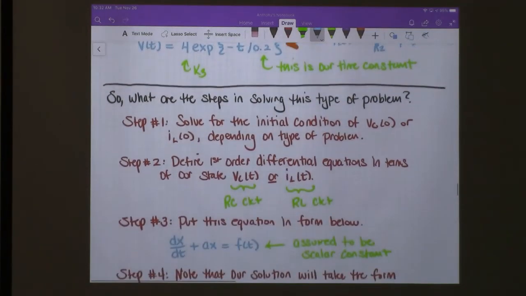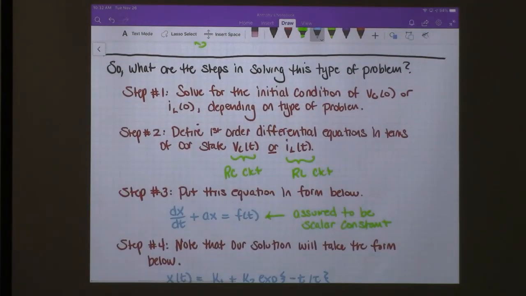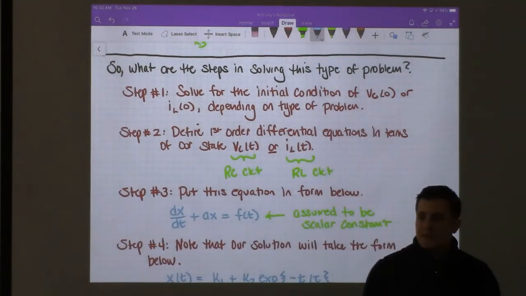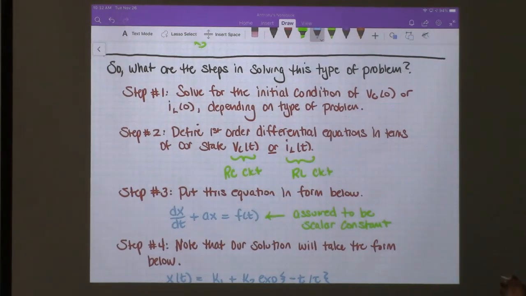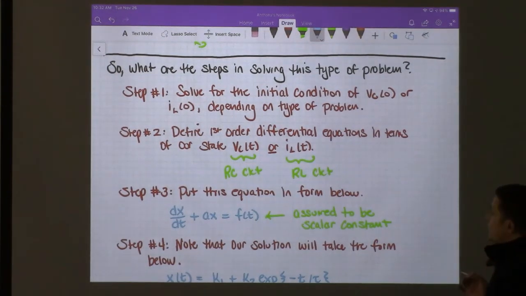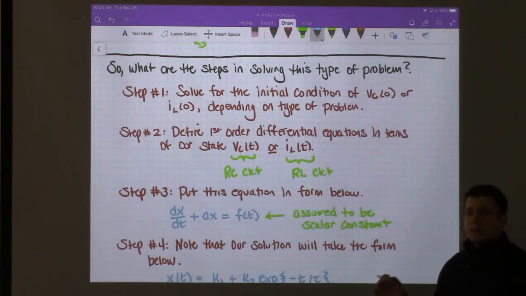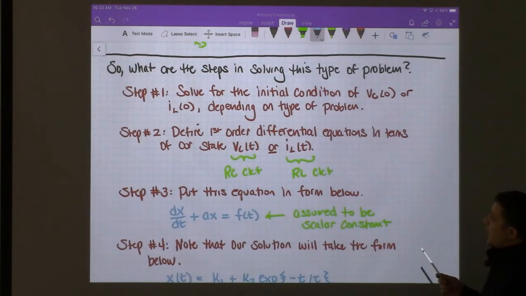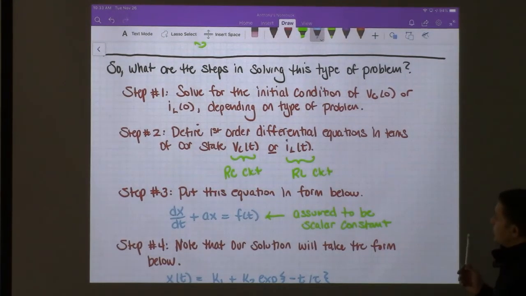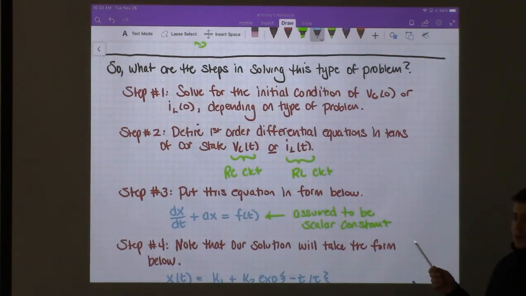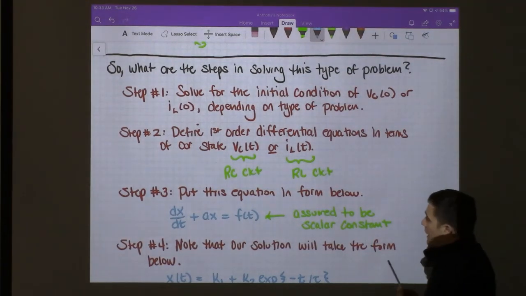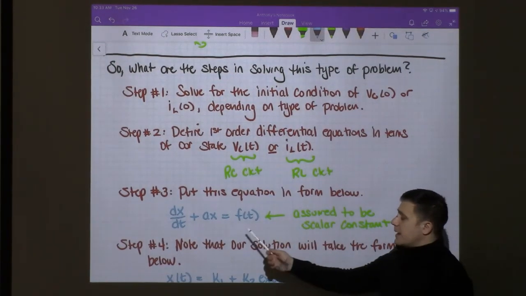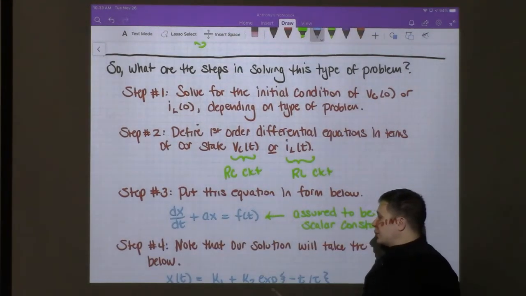Okay, so what are the steps in solving this type of problem? One last overview of this before we move on to the next subsection. We need to solve for the initial condition of our state variable. And the state variable is going to depend on the type of problem that we're trying to solve. Step 2 is to define the first order differential equation in terms of our state: VC if we have an RC circuit, IL if we have an RL circuit. Next, put the equation into this form here: dx/dt plus ax equals f of t.